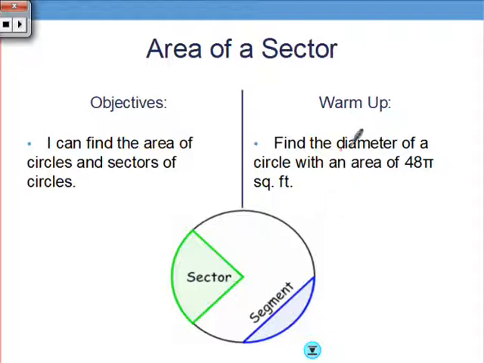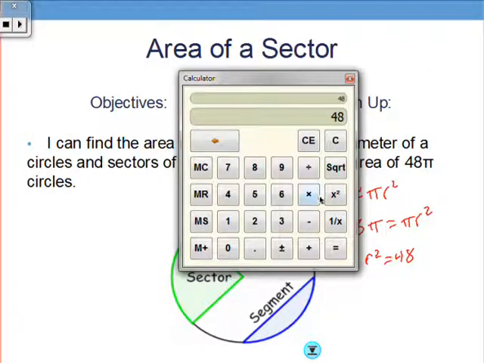Okay, so the way to do that is you need to know the area formula for a circle, which is area equals pi r squared. And the diameter, if the area is that, we're going to solve for r and then double it to find the diameter. It's really that easy. So 48 pi equals pi r squared. I can divide both sides by pi and I get r squared equals 48. If I take the square root of both sides, that's the square root of 48, so that's 6.9.